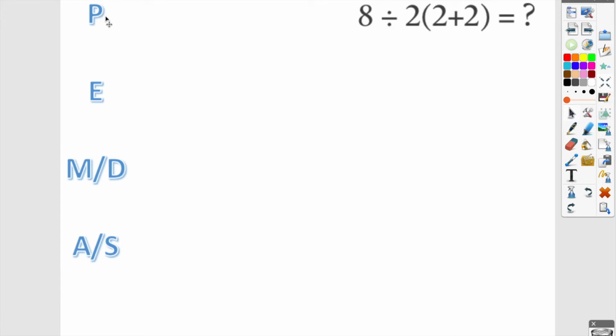So if I look at the P, I know that the P stands for parentheses, all right? But really, it also could mean brackets. It could also mean squiggly brackets. Whichever one it ends up being, it just represents the grouping symbols. So the grouping symbols need to happen first, and I'll explain that portion when we start going through this problem.